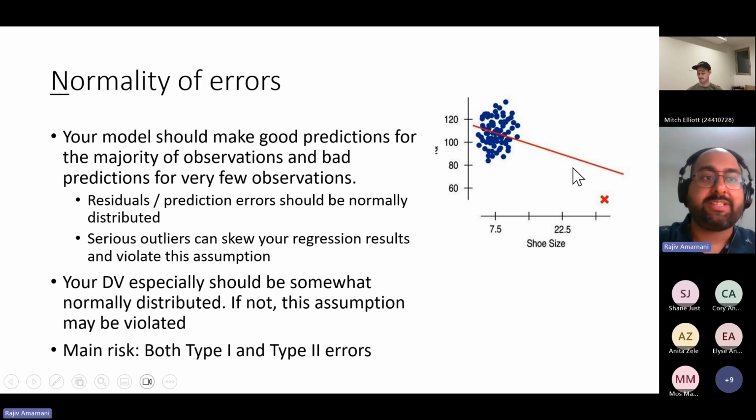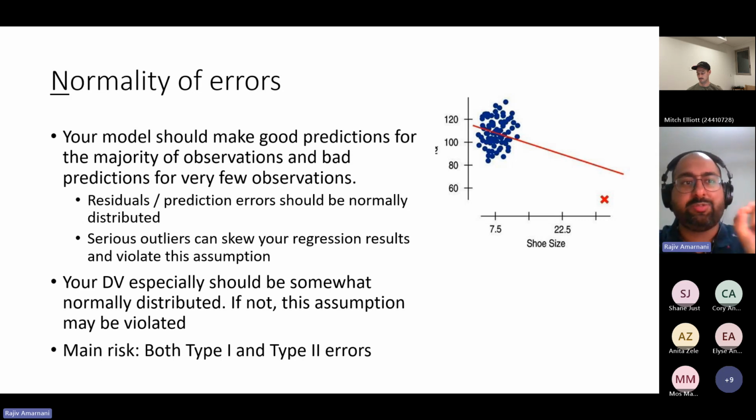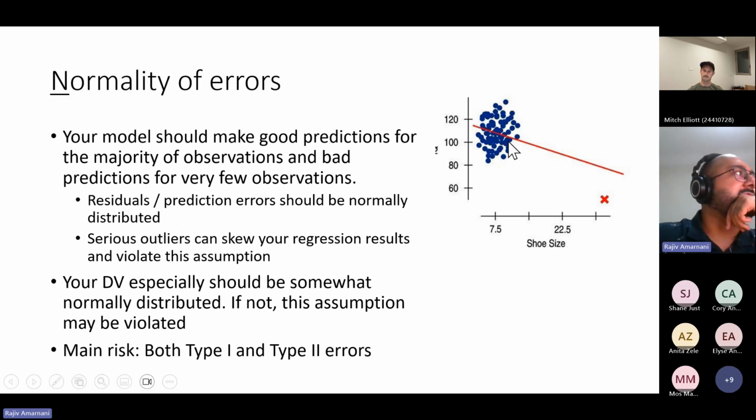To remind you, you run your regression model, you get a predicted outcome, and then you get the distance between the predicted score for that observation and the actual score. That's the residual. These residuals should ideally be normally distributed, which means it should be good at predicting for many observations and bad at predicting for only a few. You should not have severe outliers in your residual plot. Generally, if there are outliers in your data, it will screw up your regression results.